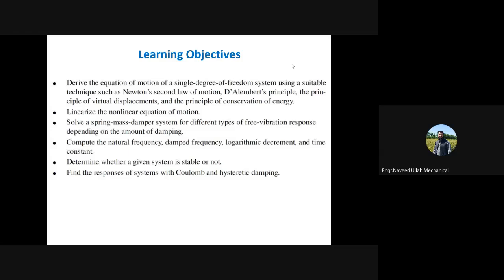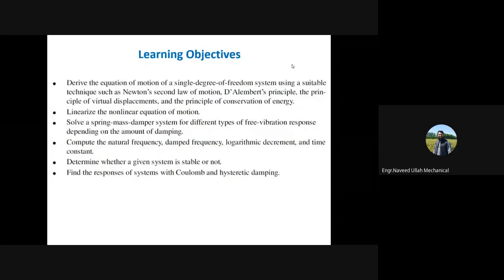The first bullet is: derive the equation of motion of a single degree of freedom system using a suitable technique such as Newton's second law of motion, D'Alembert principle, the principle of virtual displacement, and the principle of conservation of energy. These two methods, Newton's second law and conservation of energy, are considered suitable for undergrad. So we will discuss these two in detail.